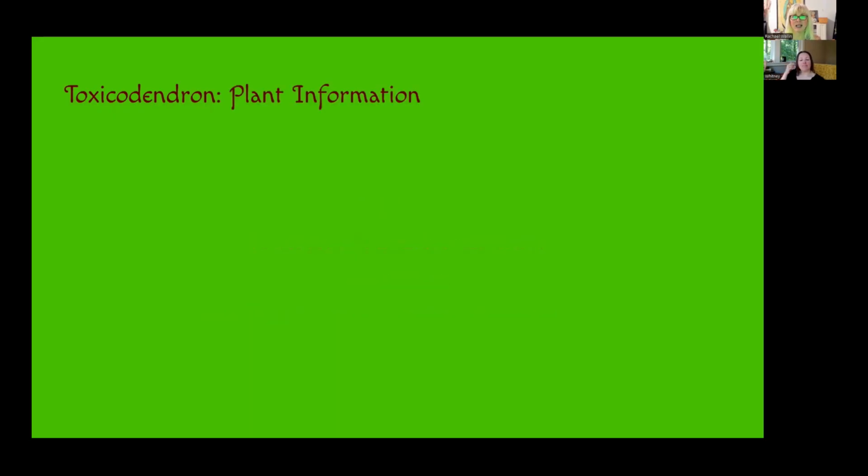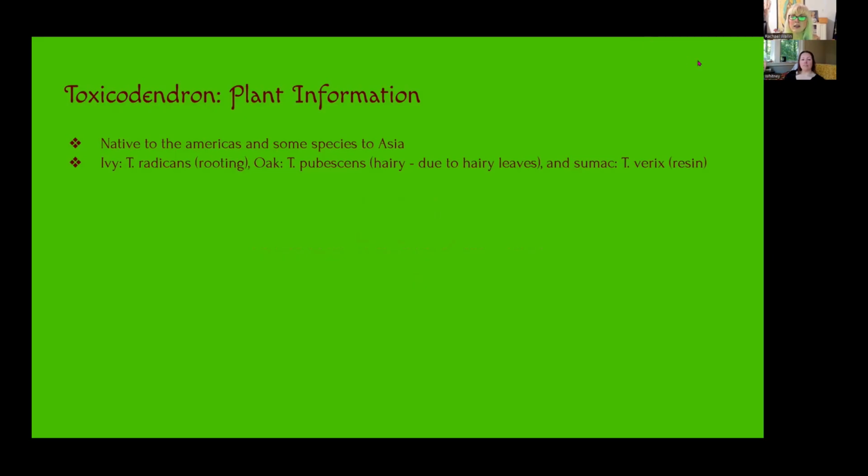So, plant information. There are one or two species that are native to Asia, but most are native to North America, specifically the United States and Canada. The three main kinds are the ivy, Toxicodendron radicans, and that means rooting. The poison oak is Toxicodendron pubescens, which is hairy due to the hairy leaves. And the sumac is Toxicodendron vernix, and vernix means resin.